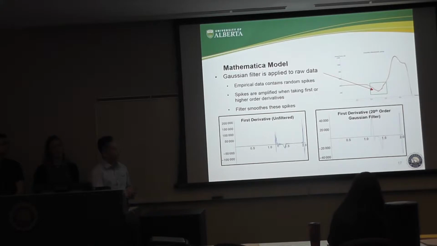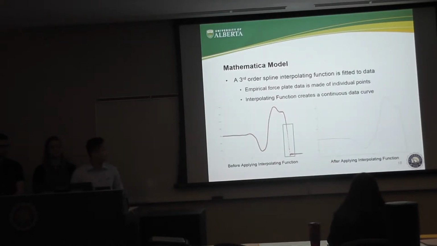And if we were not to use a filter at all and take a derivative, these errors would be more amplified. And you can see that there's a lot of noise here in the data, and that's something that we cannot use to analyze our data. But after applying a 20-order Gaussian filter, our derivatives now are more smooth, and this is something that we can begin to analyze our data with.